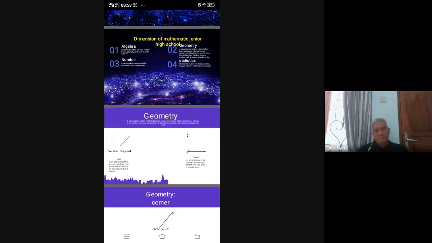And that is the type of geometry. There was line and corner. Line, the definition of line is an arrangement of dots, can be infinite, next to each other and in a row extending into direction. And corner, an angle is what is formed by the meeting between two rays or two straight lines.